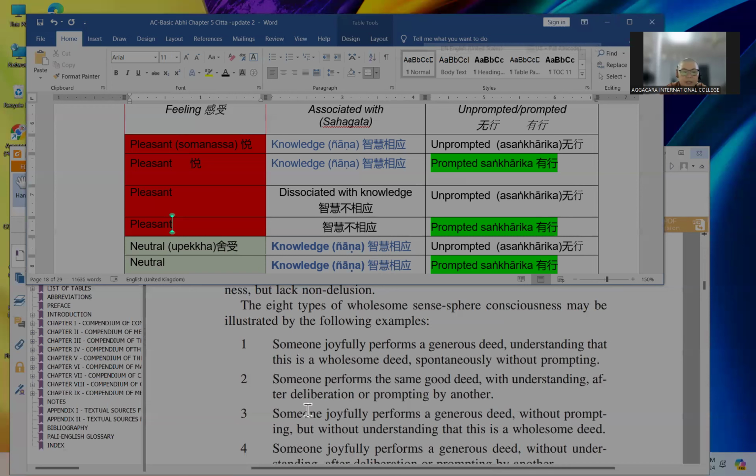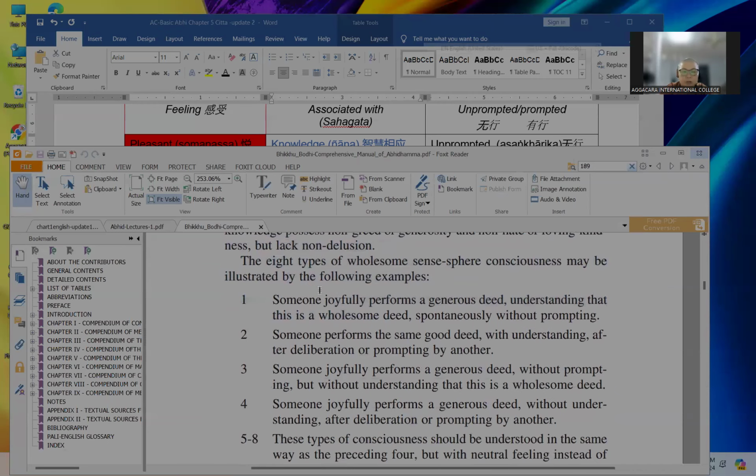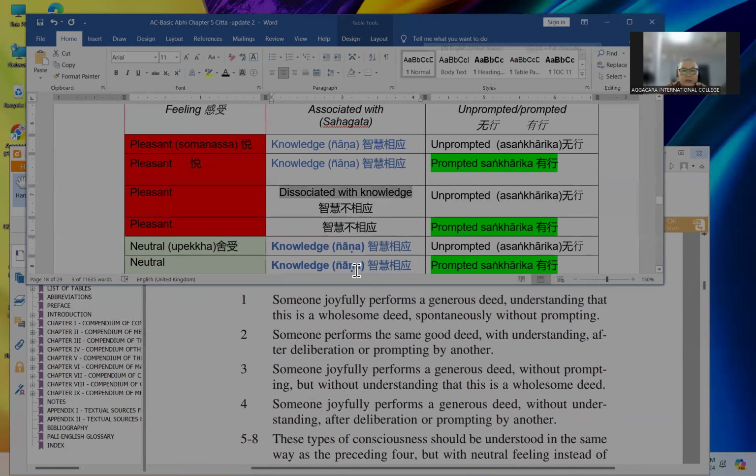Okay, number 3. Someone joyfully performs a good deed, a generous deed. A generous deed means giving a donation without prompting. Without prompting means asankharika. But without understanding that this is a wholesome deed, so it will be disassociated with the knowledge, number 3. But why would somebody do a good deed without understanding that it's a good deed?